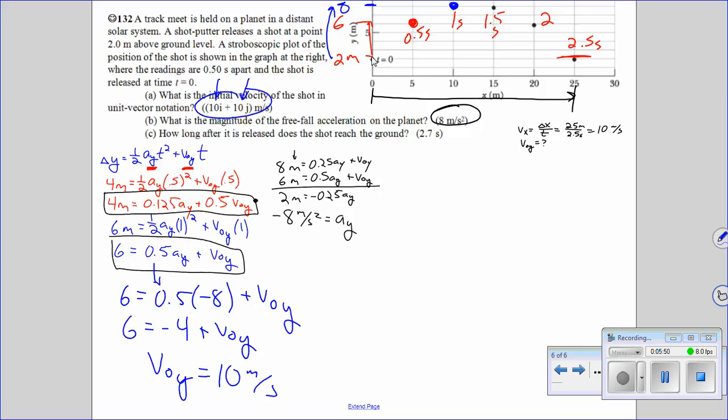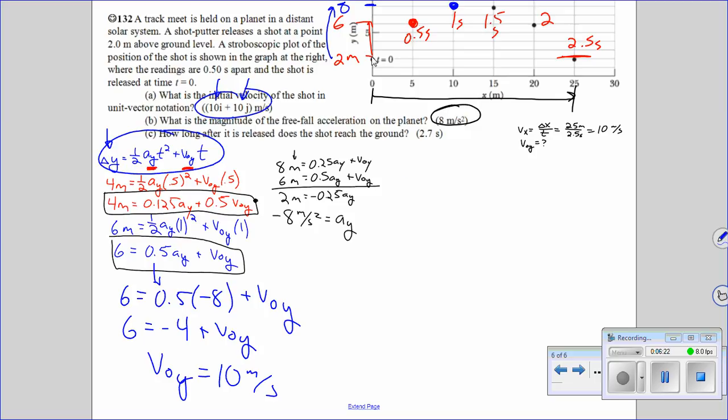Finally, how long after it's released does the shot reach the ground? There are a couple ways you could do this. One way is to put a vertical displacement of -2 in there and then solve for t. But doing that requires the quadratic formula, and I have made no secrets about it: I hate the quadratic formula. So I am going to do this instead.